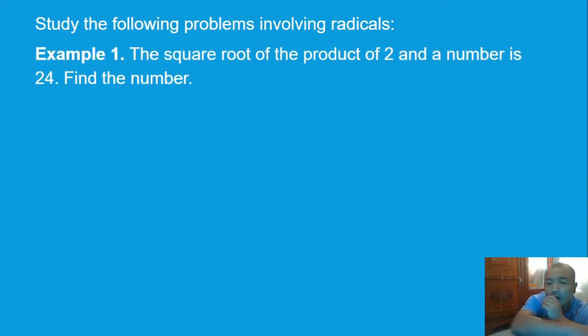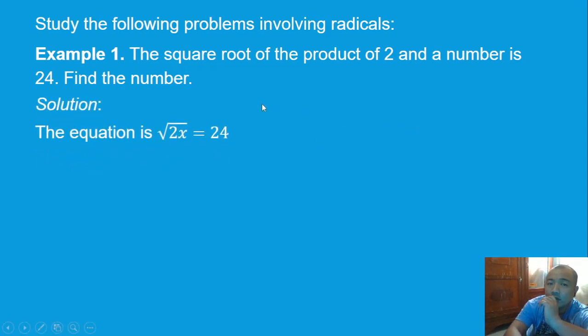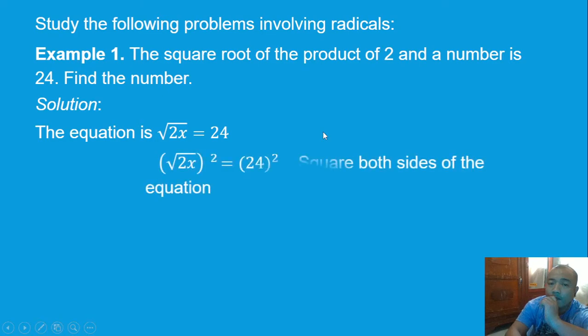Example: the square root of the product of 2 and a number is 24. Find the number. So first, let us translate the phrase to a mathematical equation. The square root of the product of 2 and a number, so square root of 2x, is equal to 24. Find the number. So let us now solve this radical equation. You know how to do it. Just square both sides of the equation.